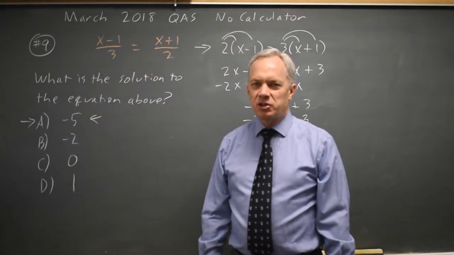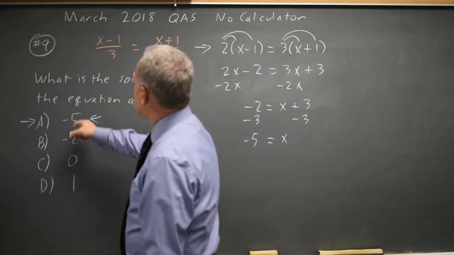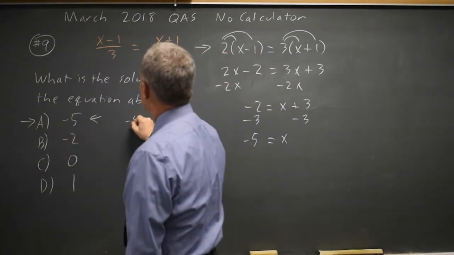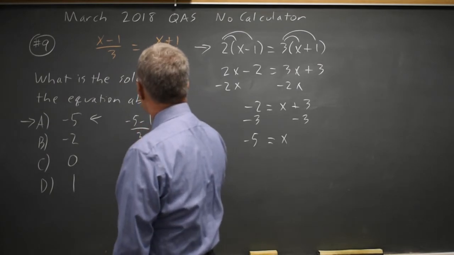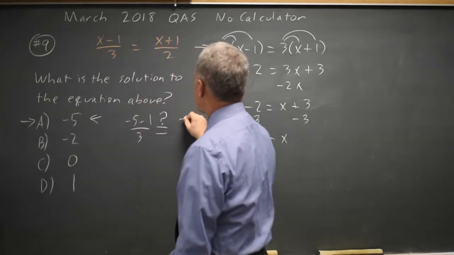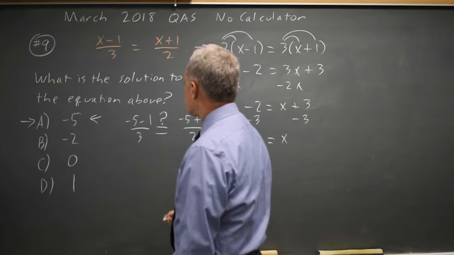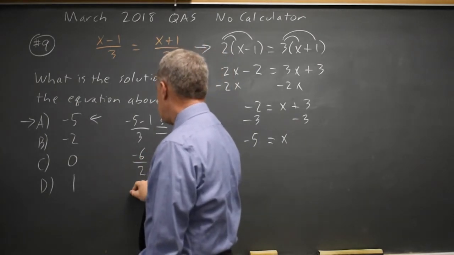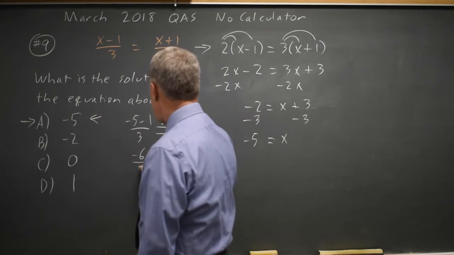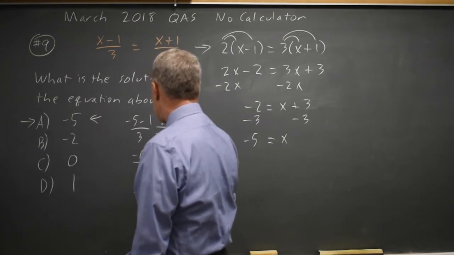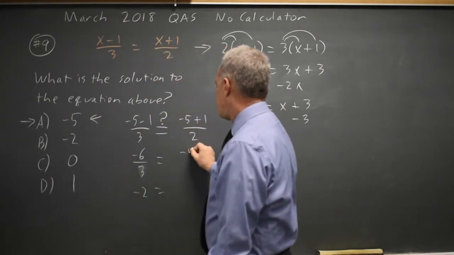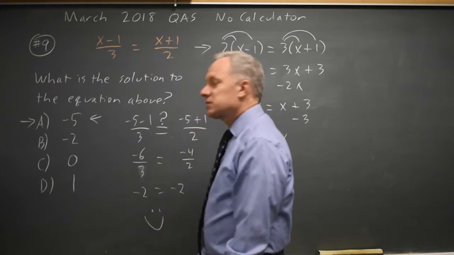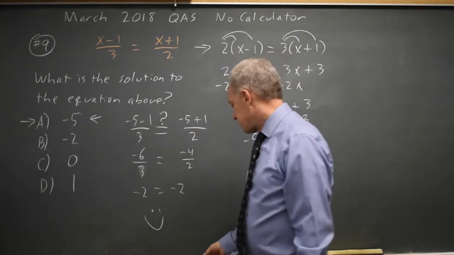I would probably start with choice A, and let's see if that works, which is also checking my previous work. Negative 5 minus 1 over 3, and we're asking the question, is that equal to negative 5 plus 1 over 2? Negative 5 minus 1 is negative 6, and negative 6 over 3 is negative 2. Negative 5 plus 1 is negative 4, and negative 4 over 2 is also negative 2. So that works, which makes us happy. Math always makes us happy.